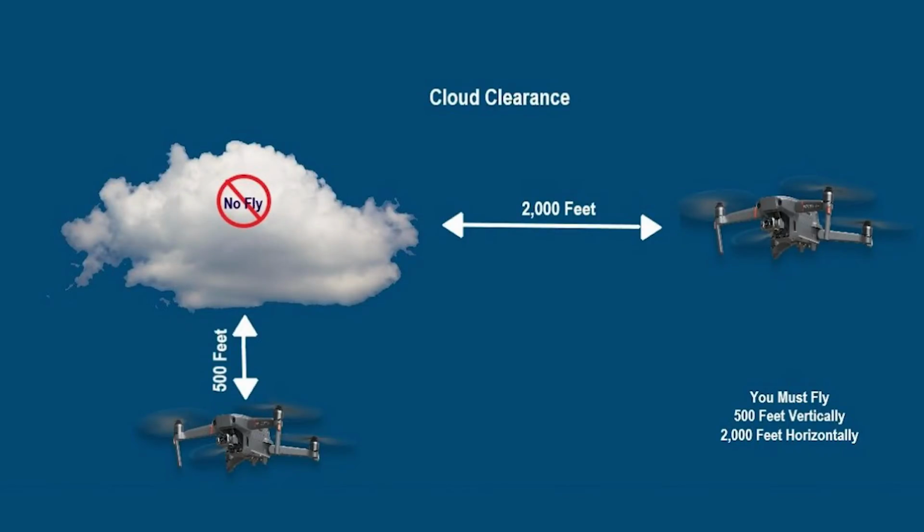Another example would be that weather conditions must be such that allows a pilot to fly no less than 500 feet vertically underneath the lowest cloud cover, as well as 2,000 feet horizontally beside the lowest cloud cover.